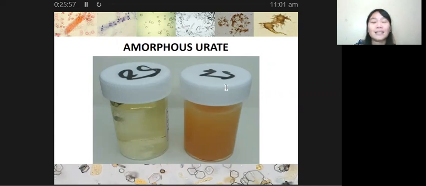Okay, iyak ka na lang. Charot. Iyak na lang kami sa lab pag ganyan kadami ang mga pasyente.